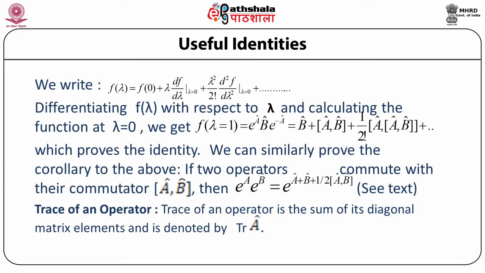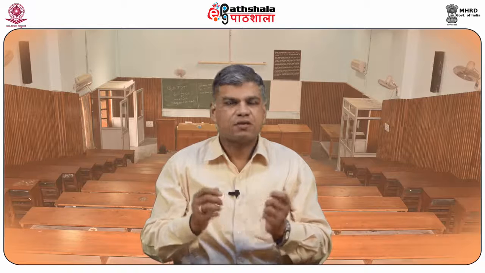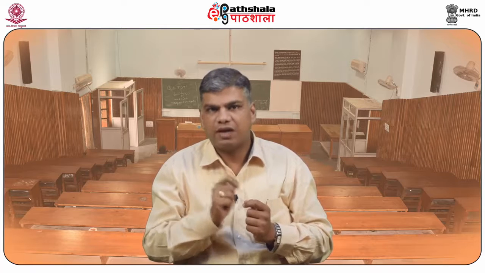Trace of an operator. The trace of an operator is the sum of its diagonal matrix elements and is denoted by Tr A. For a discrete orthonormal basis given by ket vectors ui in the vector space, by definition the trace is given as trace of A equals summation over i of bra ui, A, ket ui, whereas in the case of a continuous orthonormal basis ket u alpha, it is defined as trace of A equals integration over d alpha of bra u alpha, A, ket u alpha.